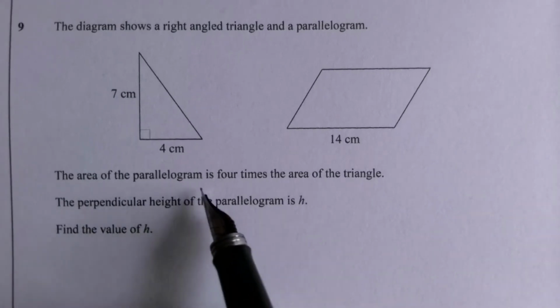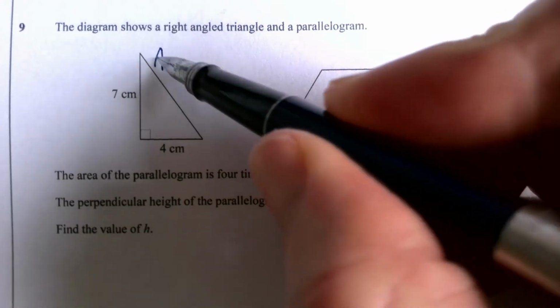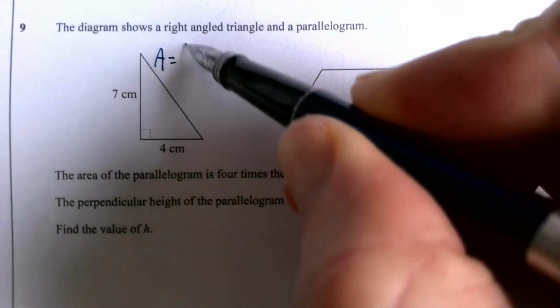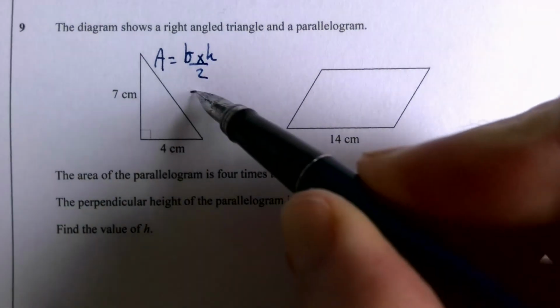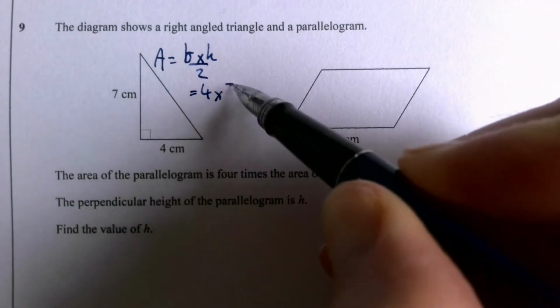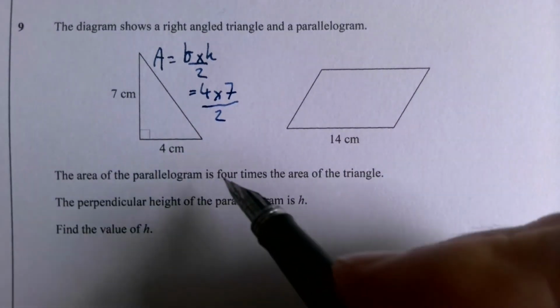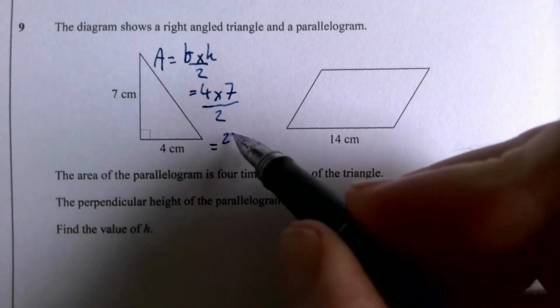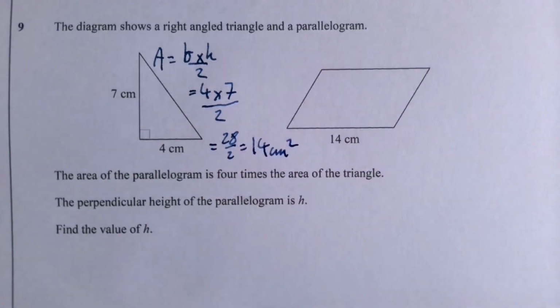Right, now we know it's about area. So if it's about area, can I work out the area of this triangle? The area of a triangle is the base times the height divided by 2. Well, the base is 4, the height is 7, times 4 by 7 and divide it by 2. 28 divided by 2 is 14 centimeters squared. And there are 3 marks for this question. You get a mark for working that out.